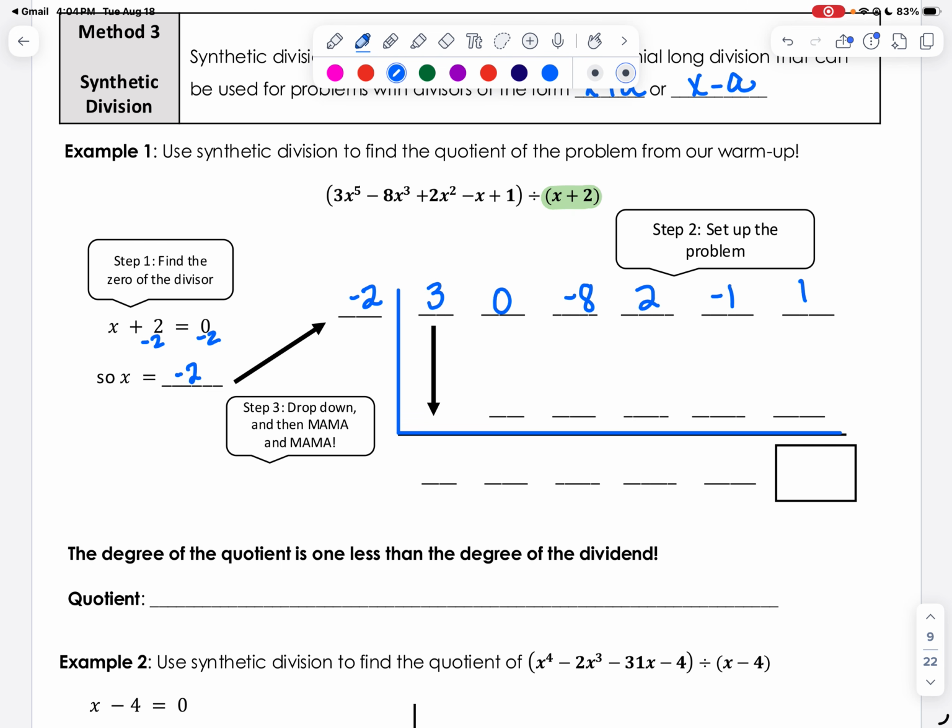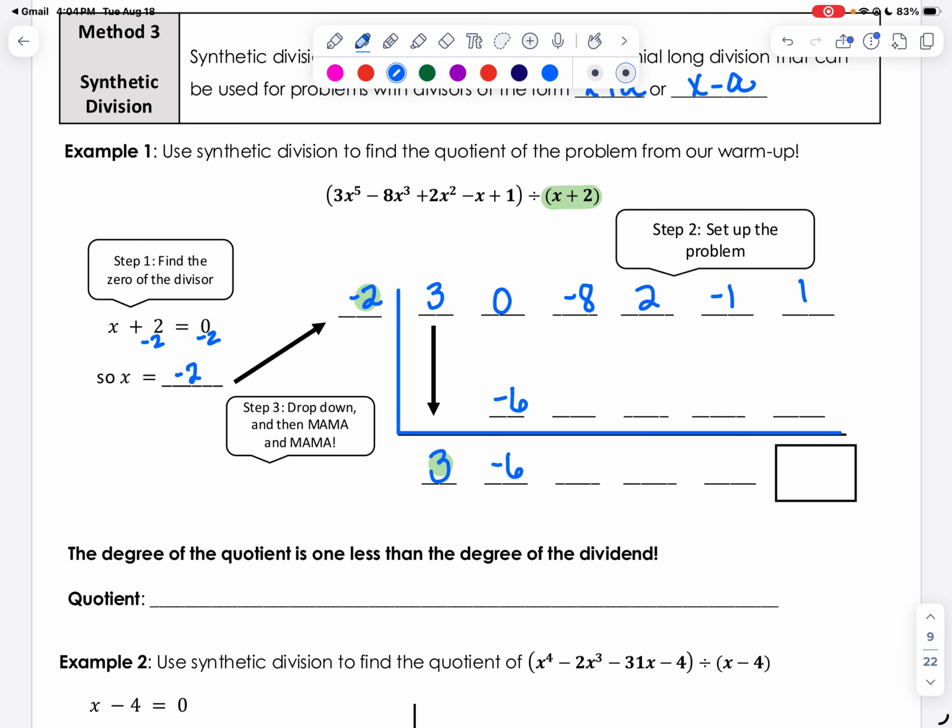All right. Step 3, it says drop down and then mama, mama. Now, mama, mama is just a shortcut way of saying multiply, add, multiply, add. That's what it means in this case. So what you do is you take your first coefficient, you drop it straight down. Then you're going to multiply this number 3 times this number negative 2, and whatever you get will go right here. So we multiplied, now we add. That's the MA part, multiply, add. So 0 plus negative 6 is negative 6.